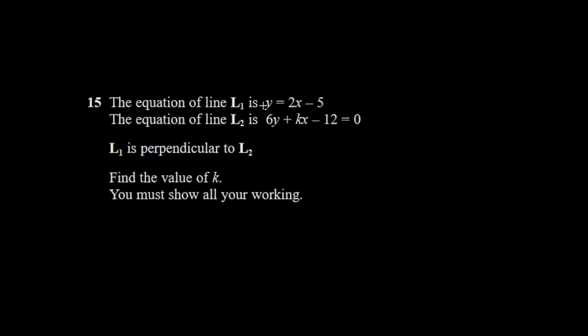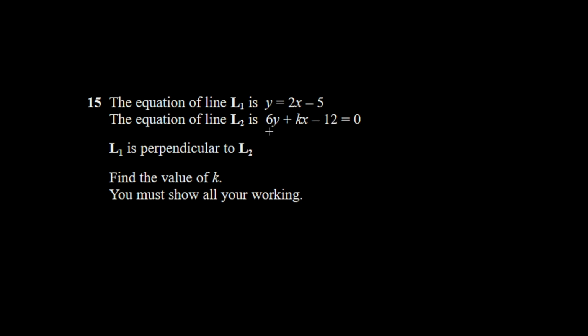Question 15, we've got two straight lines. Line 1 is nicely in the form y equals mx plus c. This one isn't, but we're told that line 1 and 2 are perpendicular to each other. So we'll have a linking of the gradients, and we need to find the value of this unknown k.